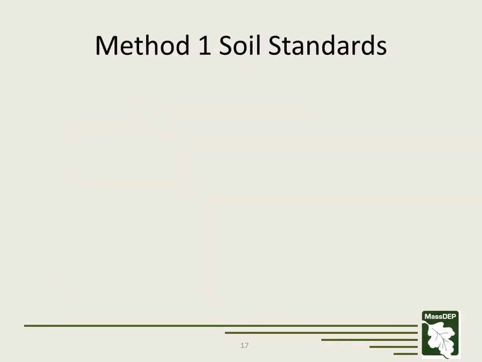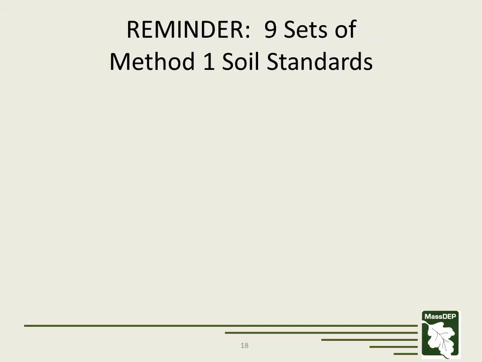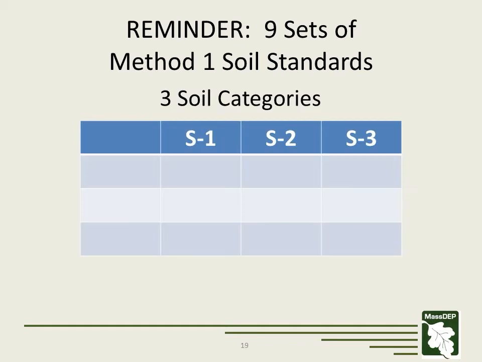Just a little reminder that there are a lot of soil standards. To start, there are 9 sets of Method 1 soil standards. That's because there are 3 soil categories, S1, S2, S3, and they represent a range of potential exposures, with S1 having the most exposure and generally being considered associated with unrestricted use or residential use, while the S2 and the S3 soil categories assume less and less exposure, including exposure frequency, duration of exposure, and the accessibility of soil.